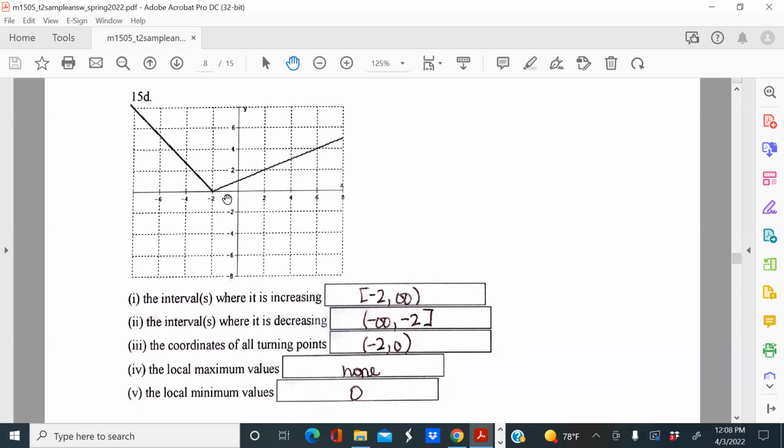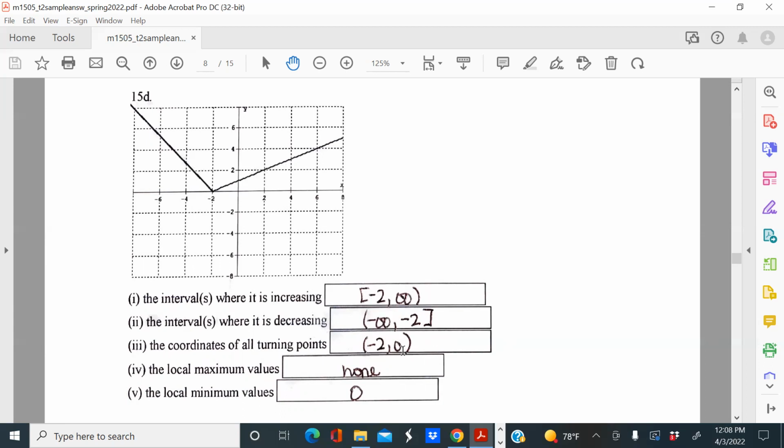So it's increasing from -2 to infinity, right? The right-hand part of the function is increasing. The left-hand part of the function is decreasing. So it's decreasing from minus infinity to -2. Give your answers to where a function is increasing or decreasing in terms of the x-axis. So we do have a turning point here because we have a switch from decreasing to increasing. So this is a proper turning point in this example.